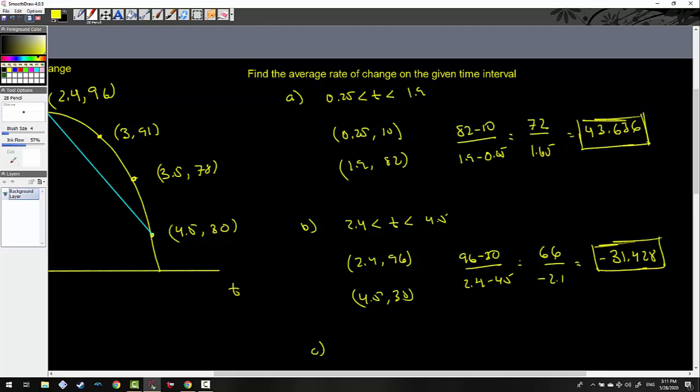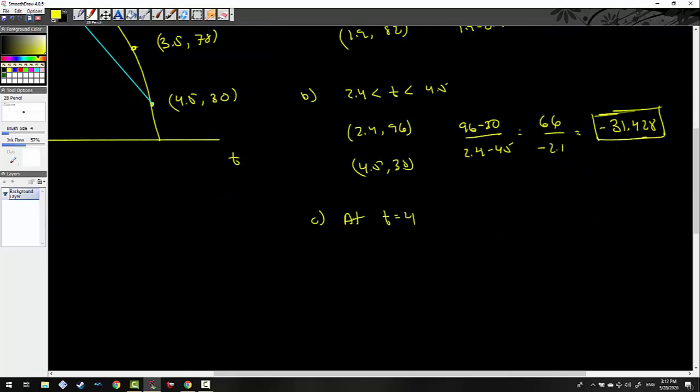Now, sometimes what they'll do is they'll say, okay, we want you now to find the rate of change at exactly t equals 4 seconds. Now, here's the problem, is that we don't have the tools to do that. That is calculus right there. To find the instant rate of change at t equals 4, we can't do that. But what we can do is we can squeeze this time between two times that we know, and we want to use the two closest times to get the most accurate time possible.